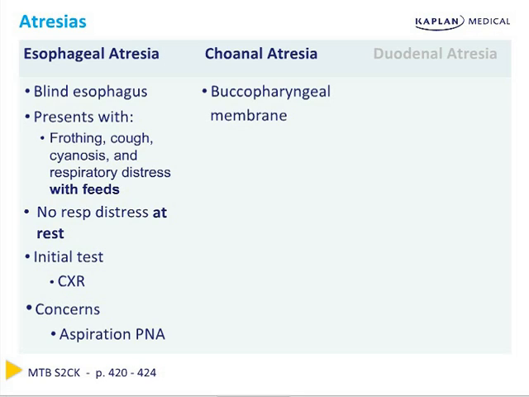Now, choanal atresia is a situation in which there's a membrane that remains between the nasal airways and the pharynx, as in that space where your soft palate is, and above that where your nose is, and then below into the pharynx. This is not an issue during gestation. In utero, this doesn't affect the baby at all.